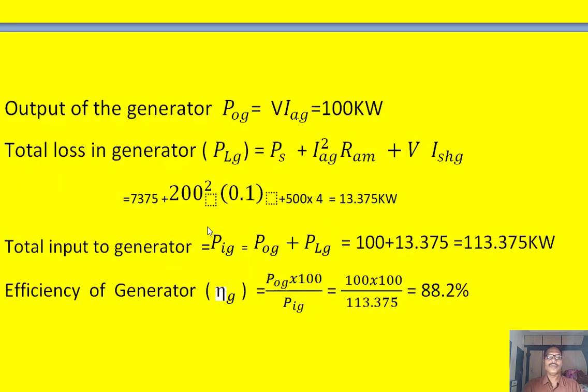Once we know the output of the generator and the input of the generator, we can find the efficiency of the generator. That is, eta G is nothing but POG divided by PIG into 100, that is output by input into 100. The output of the generator is known as 100 kilowatts, and the input of the generator, which we just calculated, is 113.375 kilowatts. Multiplying with 100, we get 88.2 percent.